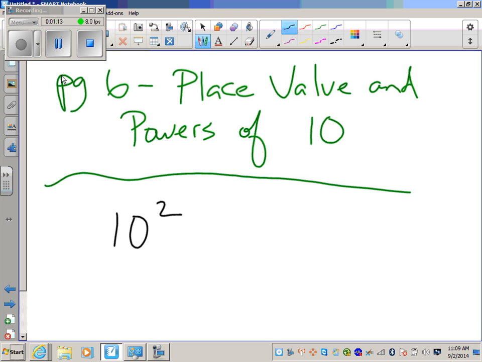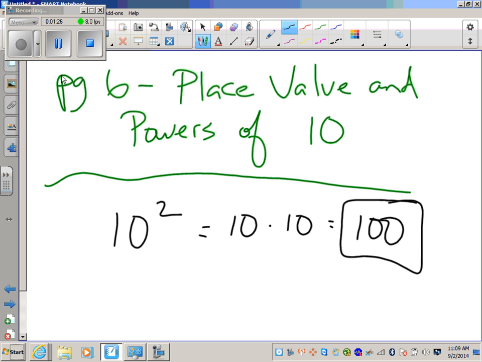Numerically, 10 to the second power means 2 of these 10s that we're going to multiply to each other, which equal 100. This and this are examples of your powers of 10. Usually you'll say 10 to the second power equals 100. So anytime you don't see it in exponent form, to identify it numerically is going to be a 1 with some zeros.